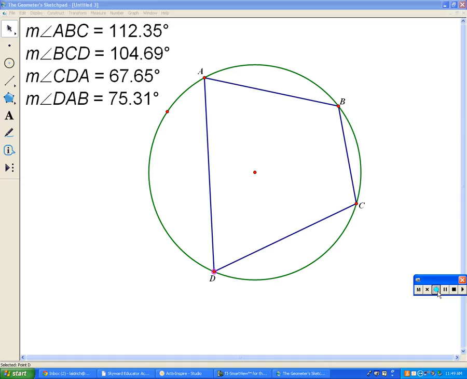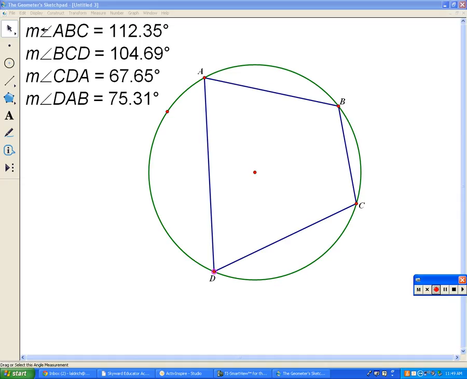Okay, they're going to add up to 360 degrees, but we already knew that because the angles inside of all quadrilaterals will always add up to 360 degrees. Yes? The opposite ones add up to 180. Nice. The opposite ones add up to 180.